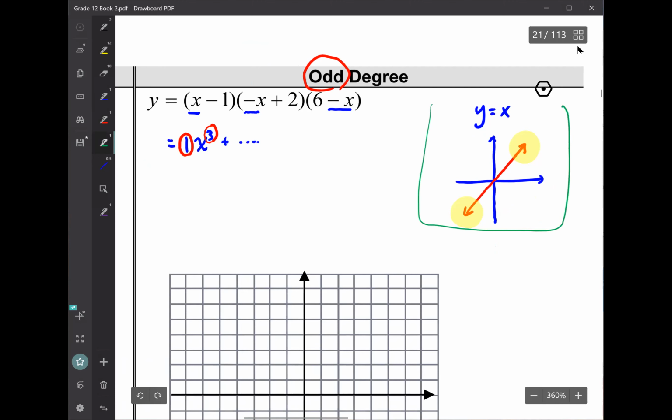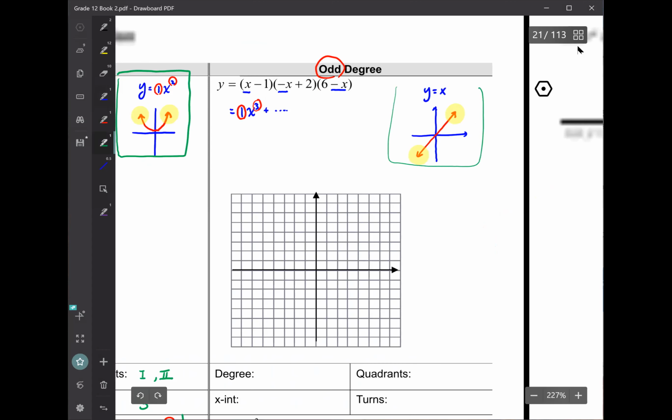What's the next thing we should do now? Donna, what do we do next? We found a quadrant. What should we do next to draw the graph? The x-intercept. Yes, okay, the x-intercepts. Okay, so where are the x-intercepts this time, Eric? 0. Where did you get the 0?